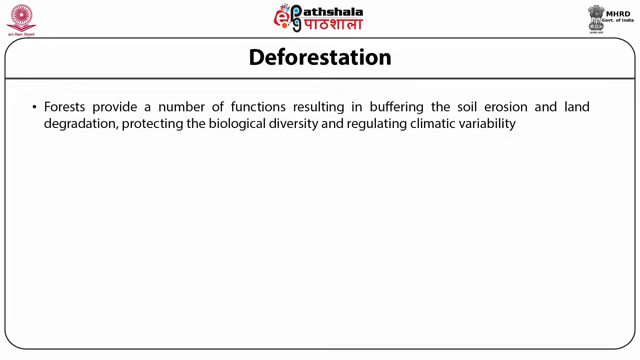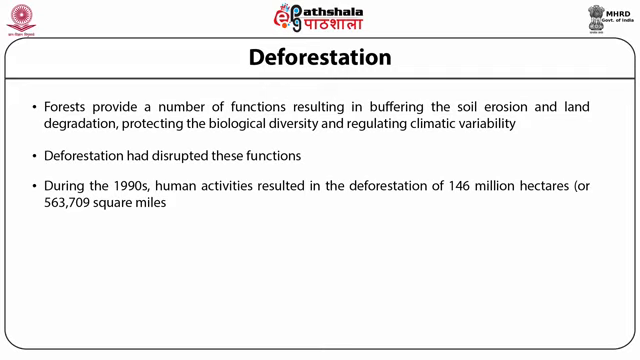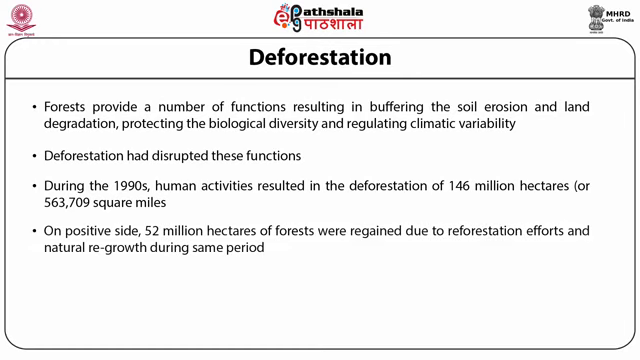Deforestation. Forests provide a number of functions resulting in buffering the soil erosion and land degradation, protecting the biological diversity and regulating climatic variability. The deforestation has disrupted these functions. During the 90s, human activities resulted in the deforestation of 146 million hectares or 563,709 square miles. This is roughly the combined areas of Colombia and Ecuador. On the positive side, 52 million hectares of forests were regained due to reforestation efforts and natural regrowth during the same period. South America and Africa had experienced the greatest deforestation. In Asia, the deforestation was offset by reforestation.